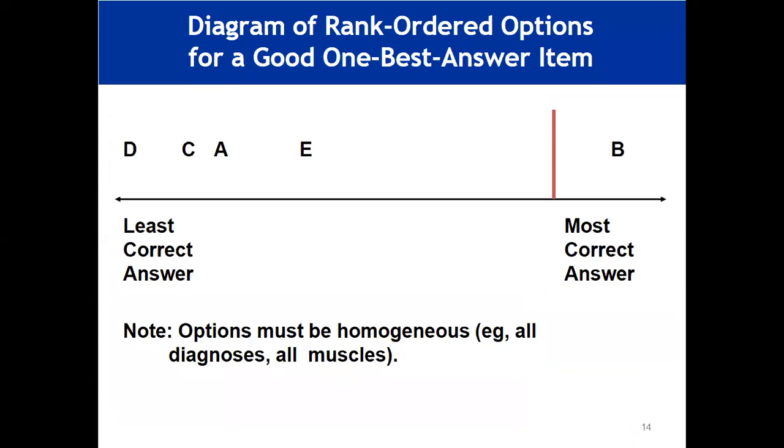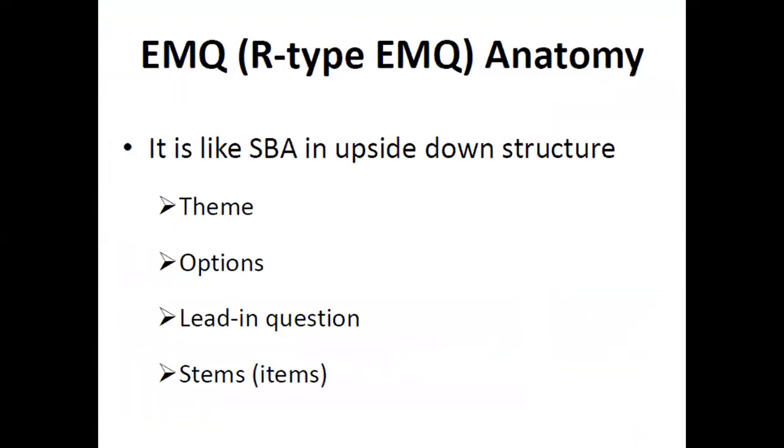Then we discussed the best choice question, the BCQ, and the rank order options in a good one best answer item. At the end of the previous session, we discussed the EMQ, which is the extended matching question, also known as the extended matching item or EMI.